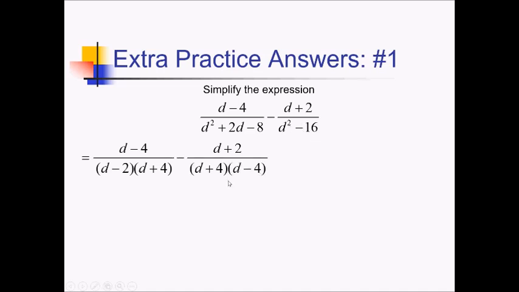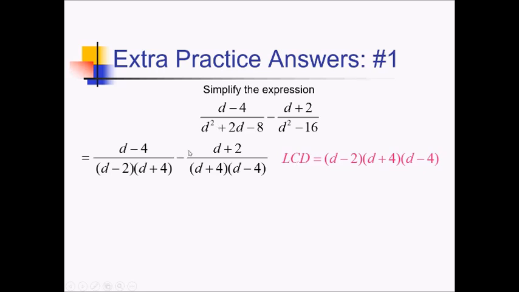So for my LCD, looking through my factors here, I definitely need a d minus 2 from that first denominator. Definitely a d plus 4 that both of them actually end up having, but I only need to write it once because it appears at most once in any of these denominators. And then we also have to hit this d minus 4. So that is our LCD, 3 factors for that one.